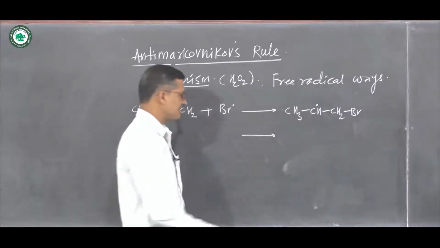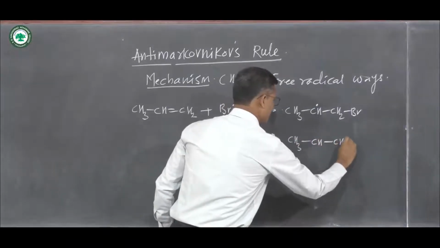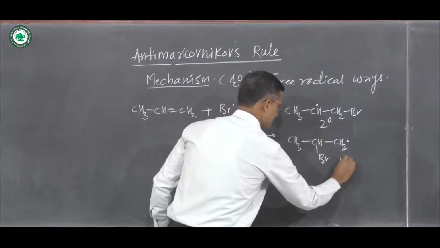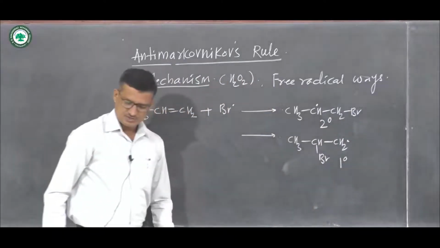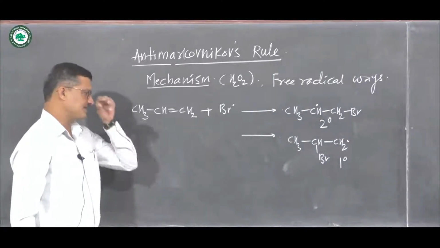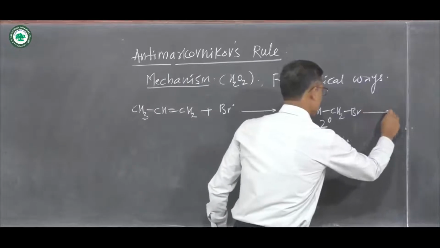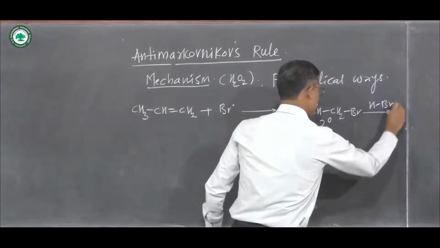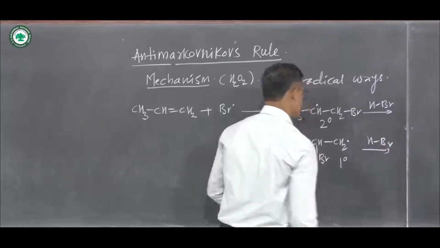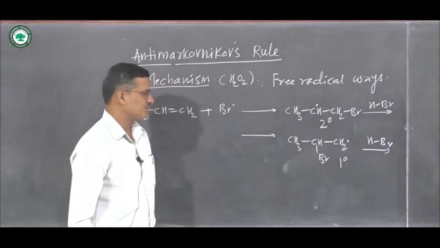This is one intermediate, and we get another. This is a secondary radical, this is a primary radical. So we get these two intermediates, and once we get them, we get two products. So how do we get two products? Because there is HBr, here again HBr is there. So this radical abstracts the hydrogen from HBr, and we get two products.